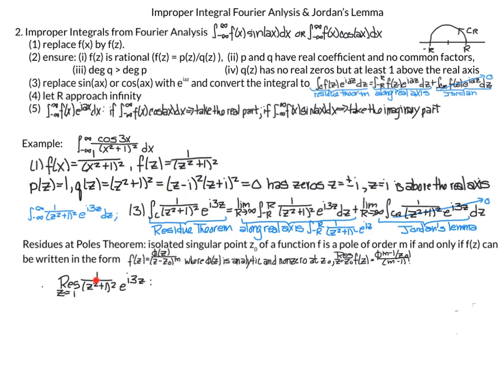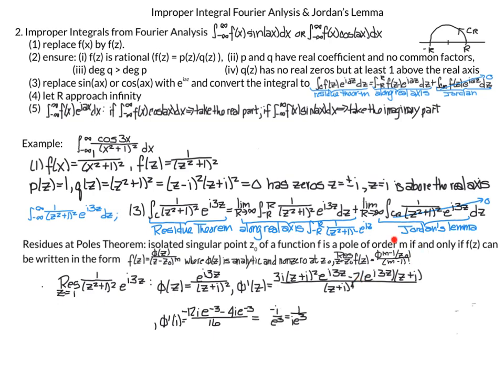So we need to factor out the 1 over z squared plus 1 squared e to the i3z, which means our phi of z is equal to this e to the i3z over z plus i squared. And phi prime of z, if I take the derivative, I get this ugly expression here, 3i times z plus i squared e to the i3z minus 2 times e to the i3z times z plus i all over z plus i to the 4th. And I got this derivative by using the quotient rule for derivatives.